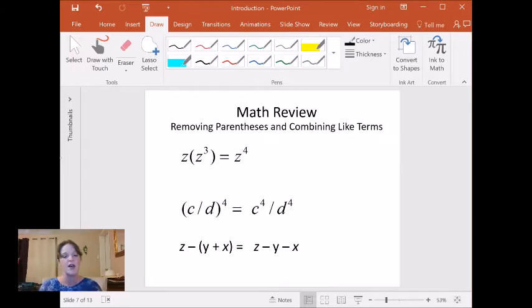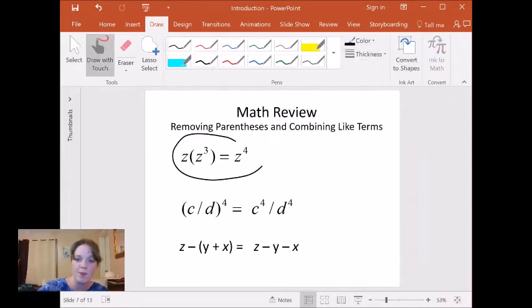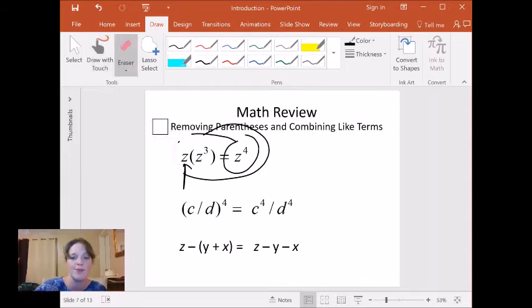So here we have z to the 3rd in the inner parenthesis, but then on the outside of that parenthesis here, I have another z. It's essentially saying take z to the 3rd and then multiply by another z. Well, that just means z to the 4th, right?